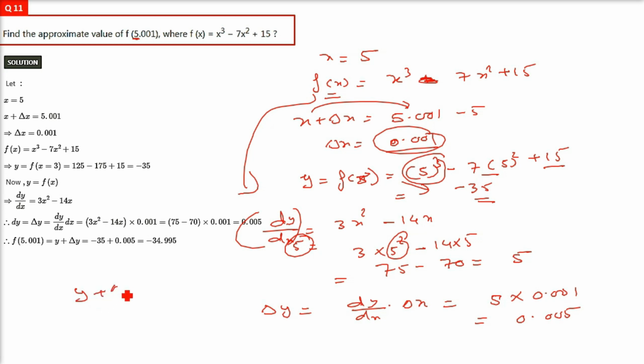So y plus delta y is what? Delta y is 0.005. Y we have already computed initially. That was −35. So 0.005 − 35, that is −34.995. This is your final answer.